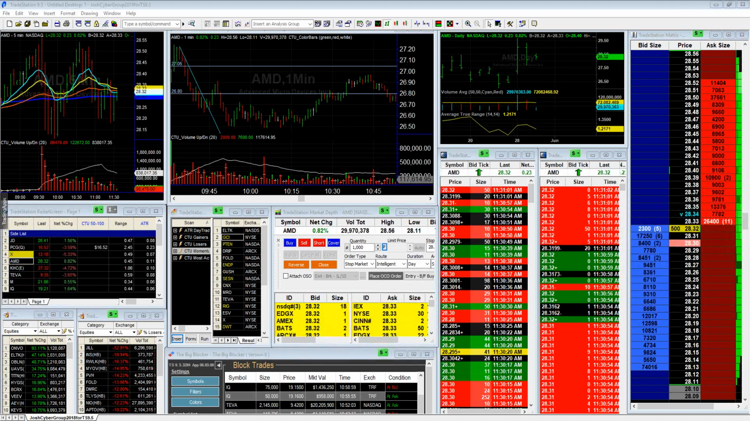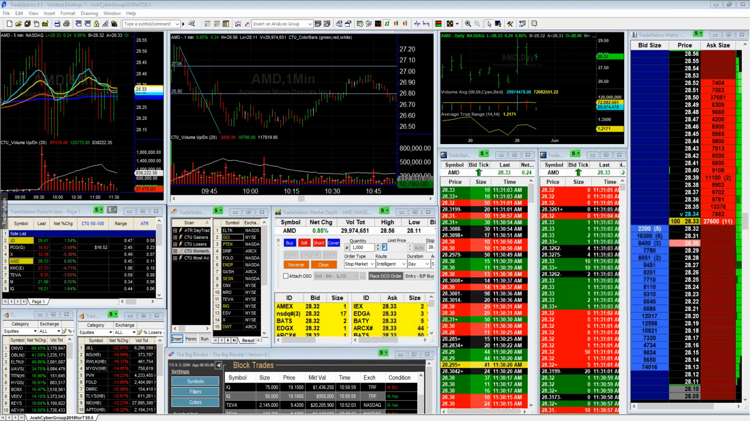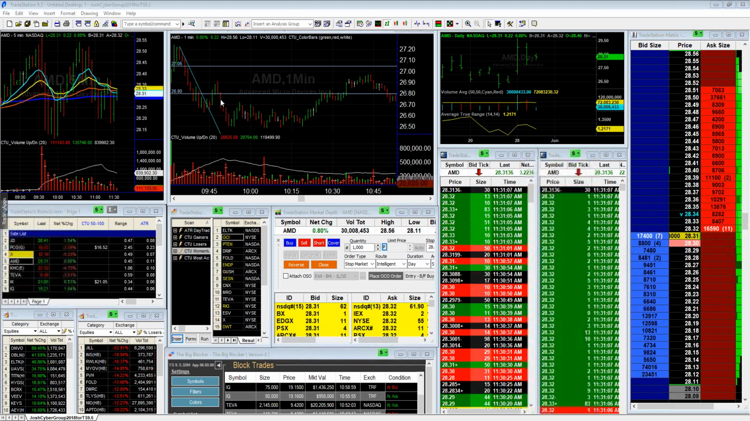So from there, it's a matter of asking, well, are there any other levels underneath 26.73 that I could base as a support?